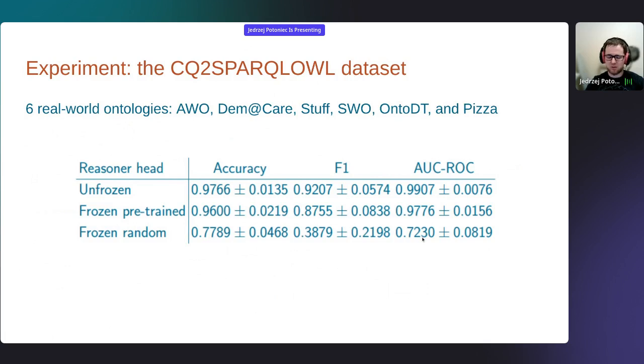And since there are only around 20% of positive queries in the set, this frozen reasoner basically doesn't work. The pre-trained reasoner was what we wanted to achieve, and it worked reasonably well.